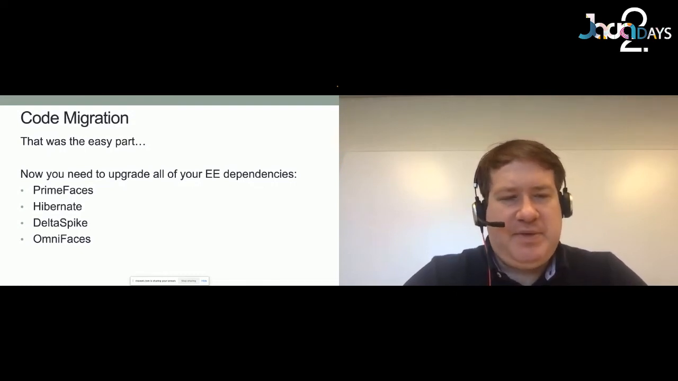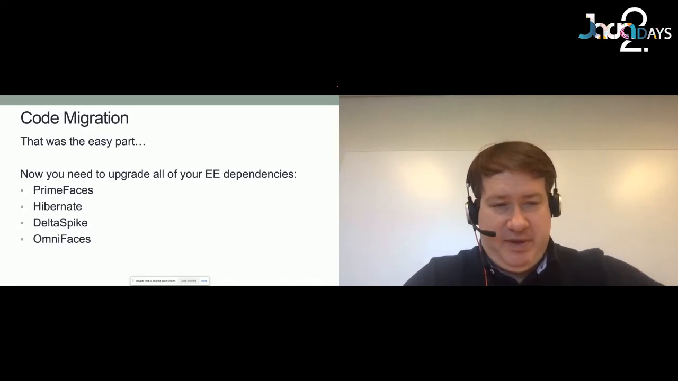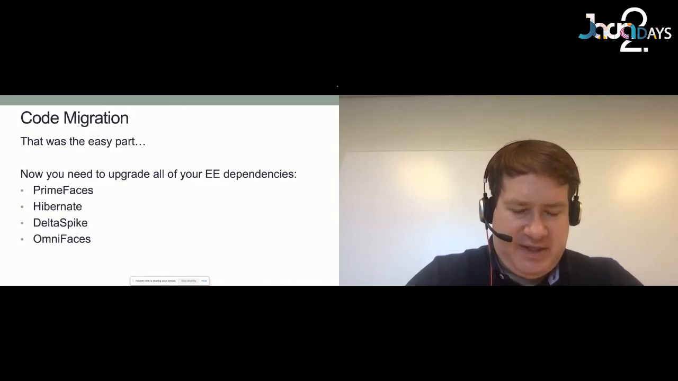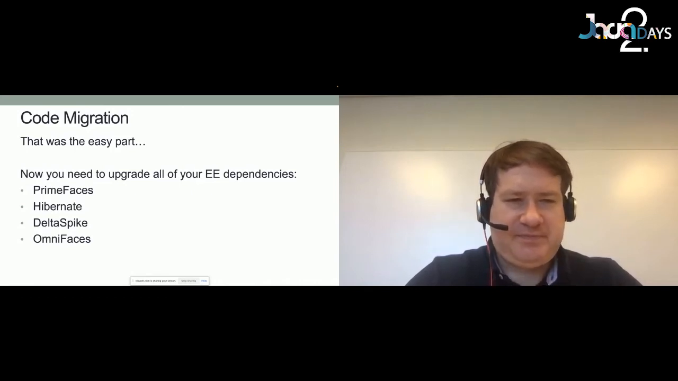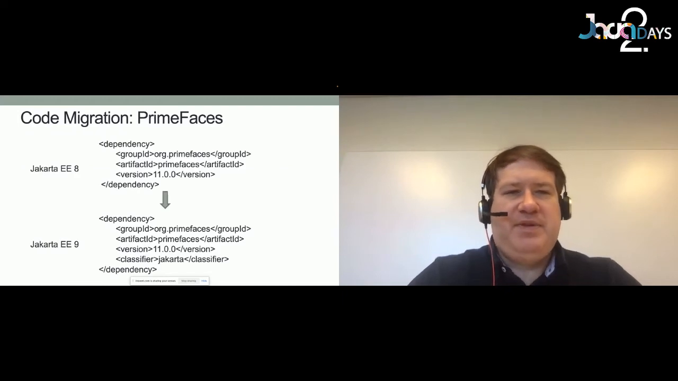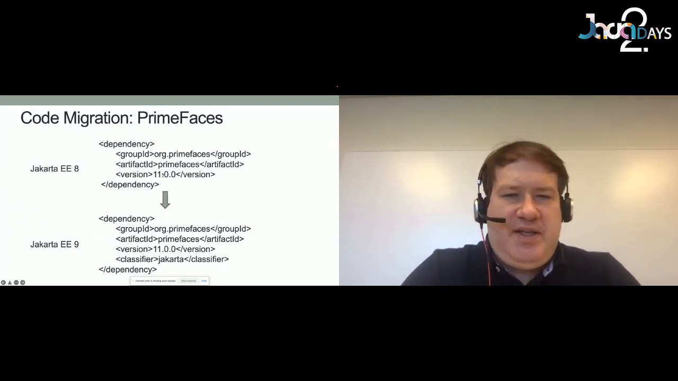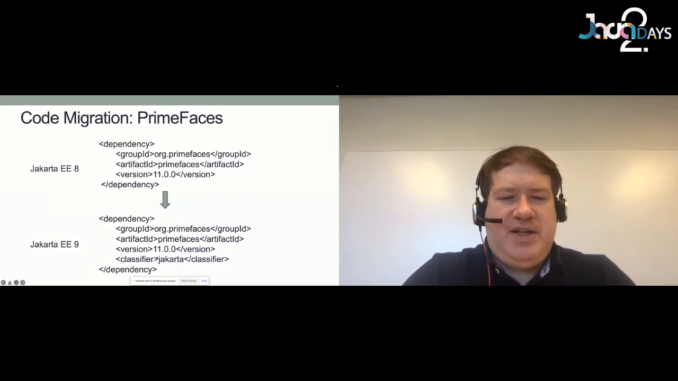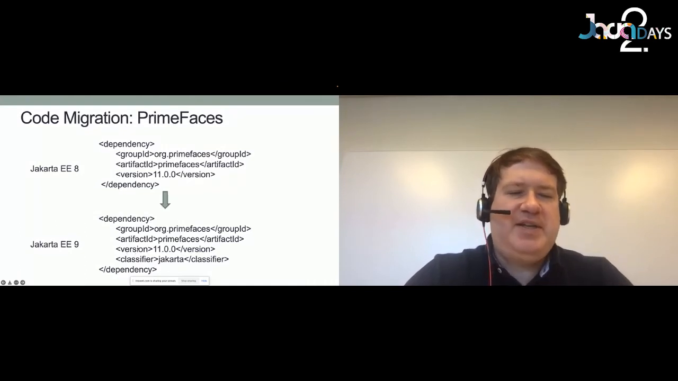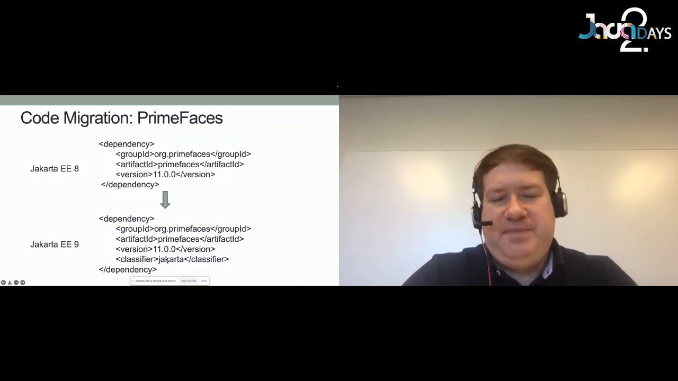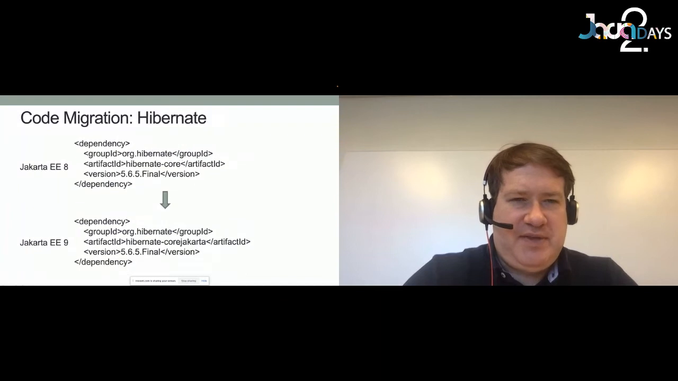And this can be a little bit tricky. Depending upon what else you're using, you might have some transitive dependency that is still using EE8 APIs and namespace. For example, for PrimeFaces, their version 11 comes in two flavors. One is for Jakarta EE8, and the other one is for Jakarta EE9. They use a classifier in the dependency to specify whether you're going with the older one or the newer one. So if you want to go with Jakarta EE9, you're going to put in the classifier being Jakarta. That's the approach they've taken.